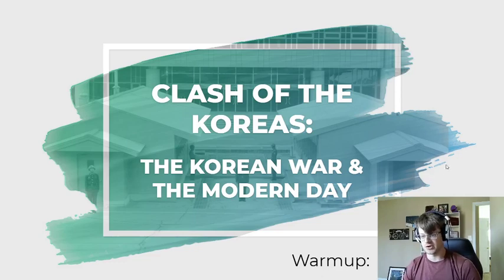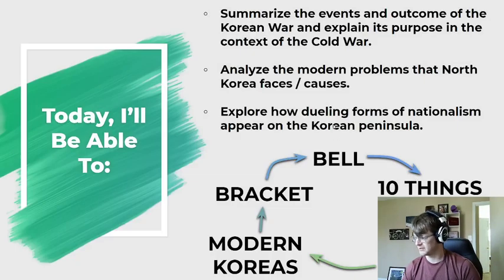With that, let's take a look at our objectives. Again, make sure you get the warm-up done. It's hiding behind my face here, but let's take a look at what we're trying to accomplish. We are going to first be summarizing the events and the outcome of the Korean War, and then tying that into what we talked about earlier with things like containment and the Cold War. Once we do that, we're going to look at some of the more modern day issues and problems that North Korea faces and causes. And then lastly, we will look at some competing forms of nationalism that have appeared on the Korean Peninsula, at least in the last few years, give or take.